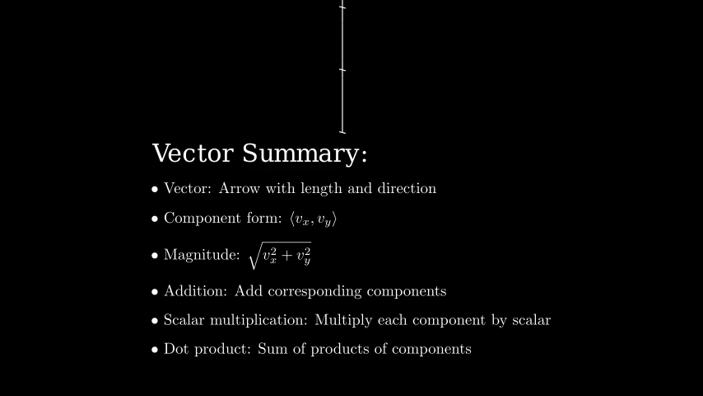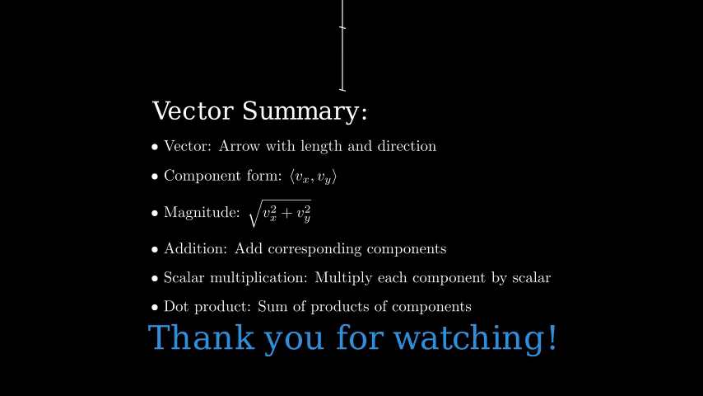When multiplying a vector by a scalar, we multiply each component by that scalar, which changes the vector's length and possibly its direction. The dot product gives us a scalar that represents how much two vectors point in the same direction. These basics will help you work with vectors in physics, geometry, and many other fields.